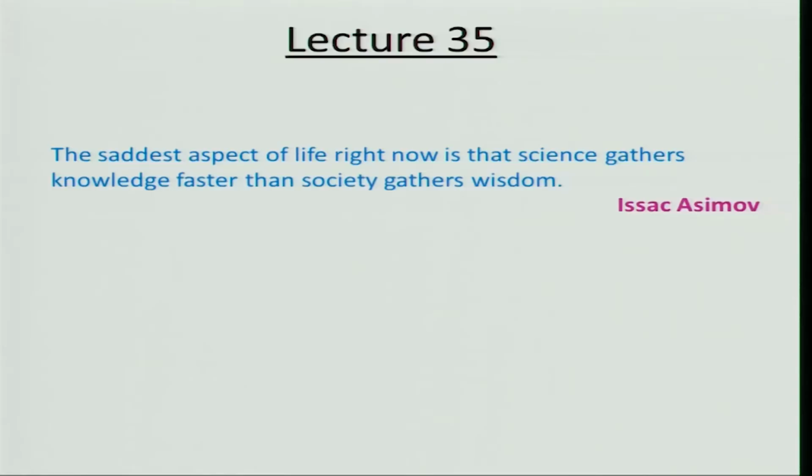Let us start this lecture 35 with a thought from Isaac Asimov, who says that the saddest aspect of life right now is that science gathers knowledge faster than society gathers wisdom. It is very important and also very critical.